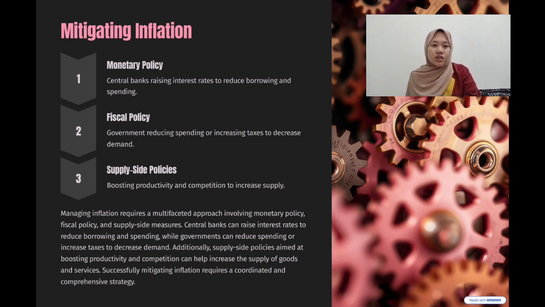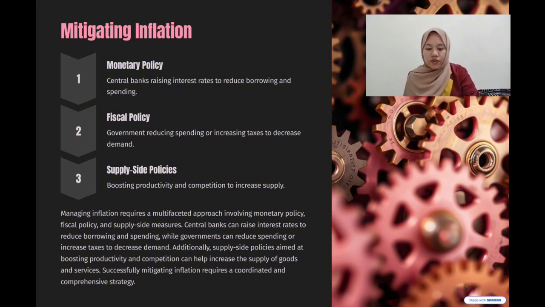Mitigating inflation. 1. Monetary policy: central banks raising interest rates to reduce borrowing and spending. 2. Fiscal policy: governments reducing spending or increasing taxes to decrease demand. 3. Supply-side policies: boosting productivity and competition to increase supply.